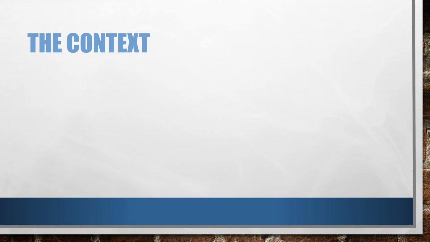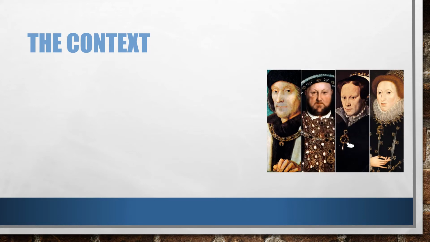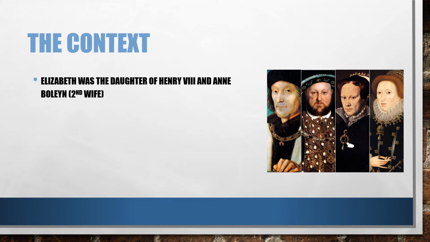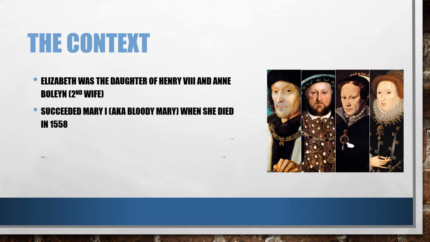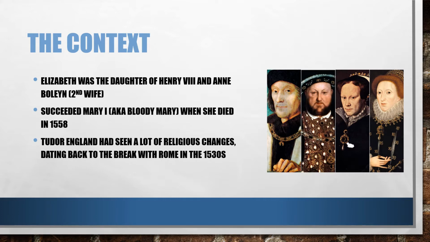Before we begin this course, we require some form of context with regards to the Tudors. So Elizabeth was the daughter of Henry VIII and also of Anne Boleyn, who was the second wife of Henry VIII. She succeeded Mary, who is otherwise known as Bloody Mary, when she died in 1558.